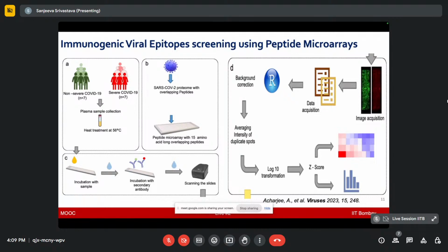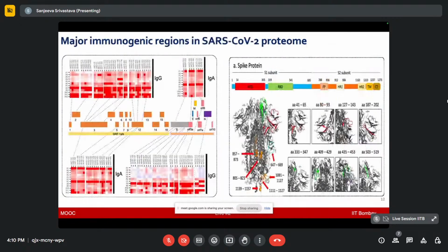And for that, shortly I will have a session with another TA who is going to walk you through the series of steps involved from the scanning till the data analysis part.